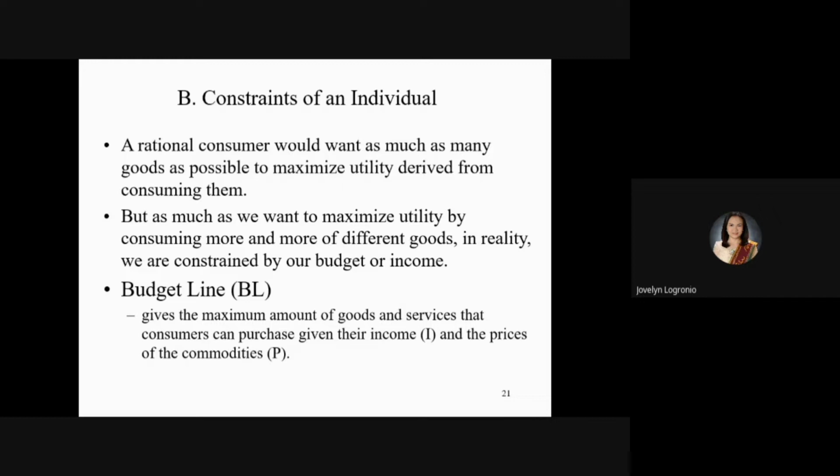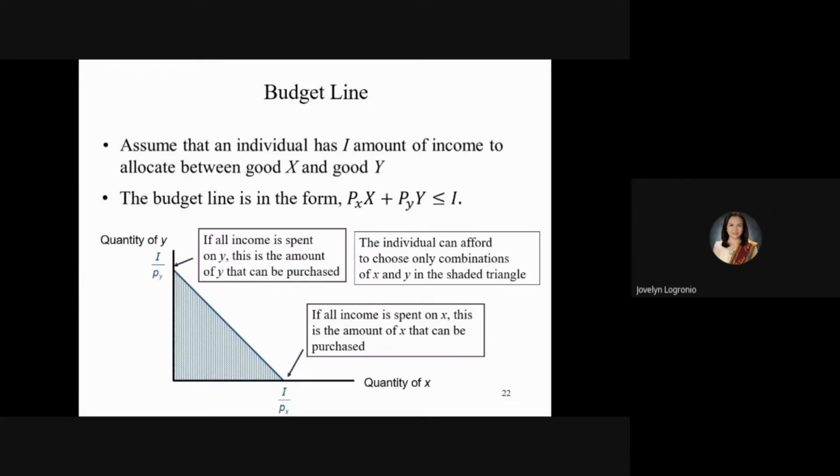So, to illustrate the constraints of an individual, we will use the budget line. A budget line gives the maximum amount of goods and services that consumers can purchase given their income. So income we will denote I, and the prices of the commodities, or prices of the goods and services, we denote as P. We have here a diagram showing the budget line of the consumer. That triangle shape is the budget line of the consumer.